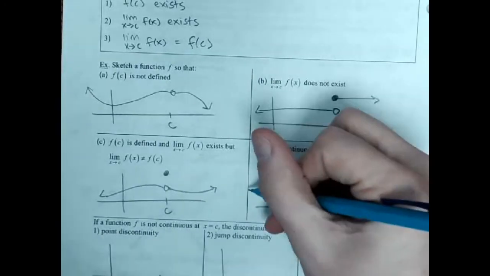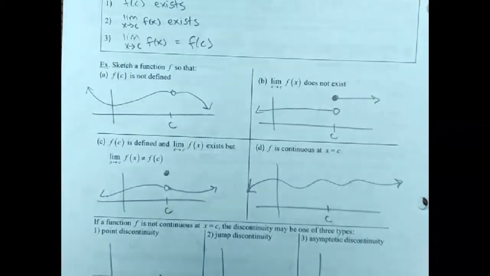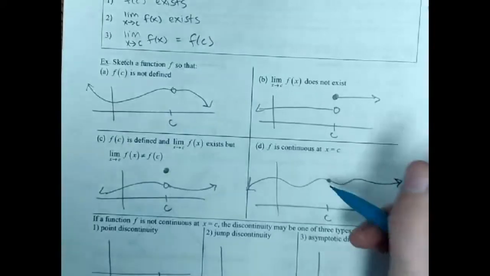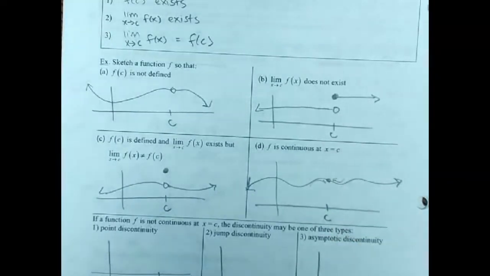You can literally just draw any function as long as you don't pick up your pencil, right? Continuous means the point exists, right? There's definitely a solid dot somewhere, and then you're approaching that spot from both the right and the left. So continuous, easiest thing to draw.